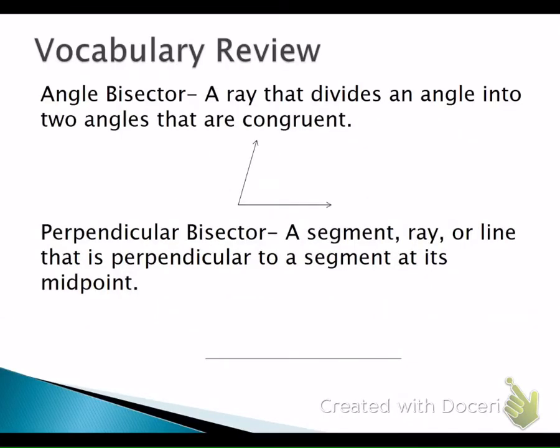Don't write these down. They should already be in your notes somewhere. But I just quickly want to talk about angle bisector and perpendicular bisector. So an angle bisector is a ray that divides an angle into two congruent angles. So if I start with a big angle and I slice it in half, that's an angle bisector. So we're going to look at those today. We're also going to look at perpendicular bisectors. Now perpendicular bisectors can be a segment, a ray, or a line that's perpendicular. So it's got to make a right angle and it's the same distance from each of the ends.